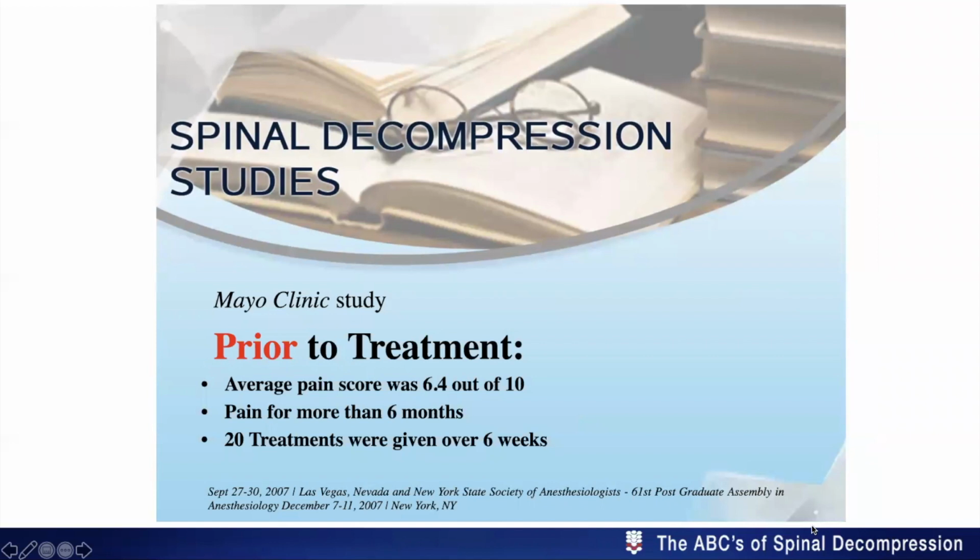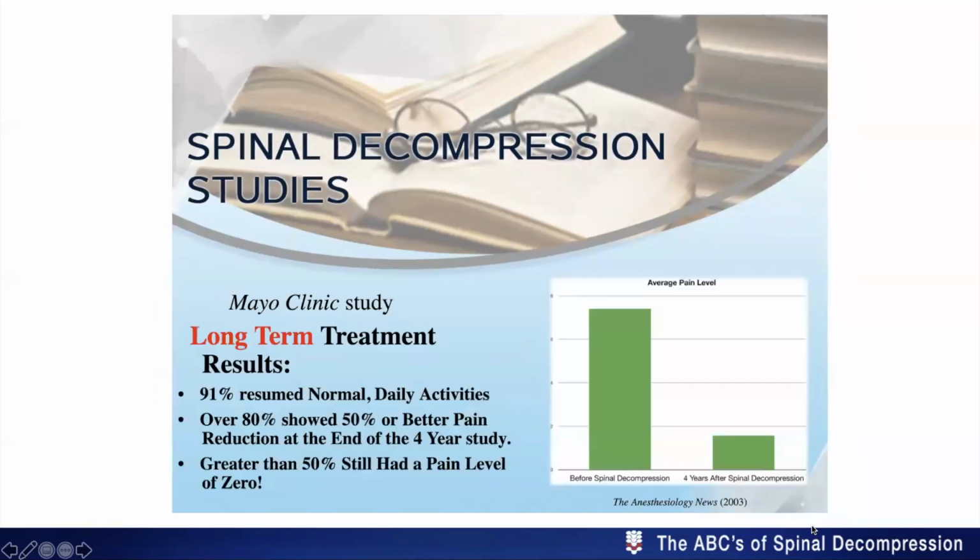Now, the Mayo Clinic study was done by a Dr. Leslie, and basically the average pain score was 6.4 to 10 for pain prior to treatment. 20 treatments were given over 6 weeks, and Leslie shows how over the period of time the pain decreased. I don't know if this was a Mayo Clinic study or a Dr. Leslie who was affiliated with the Mayo Clinic. I don't know officially, but I do know where it was done and presented.